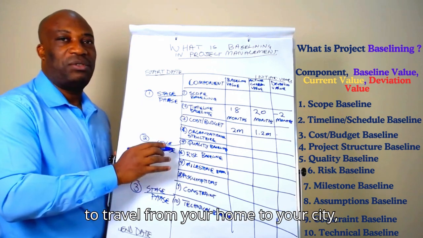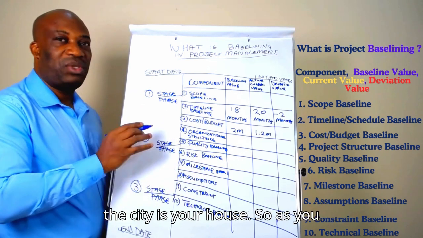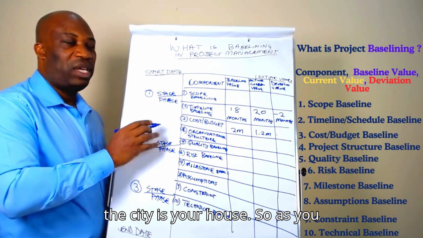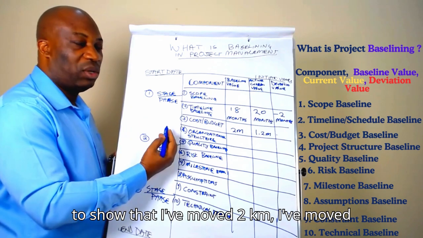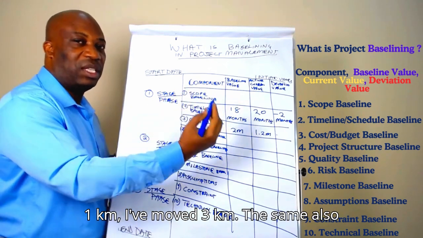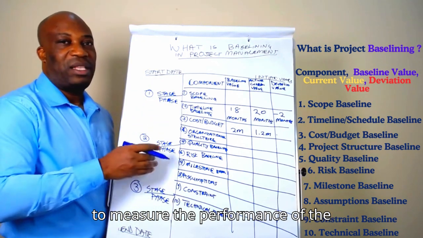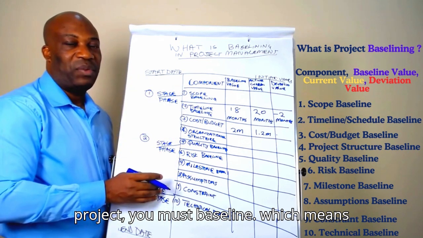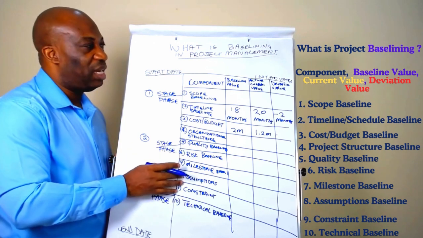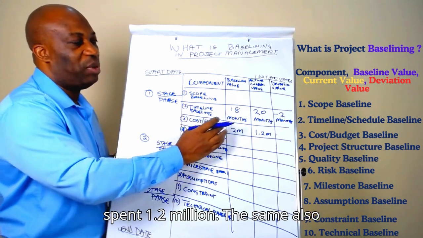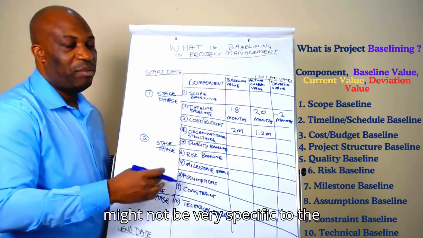If you want to travel from your home to your city, your starting point for you to measure how many kilometers from your house to the city is your house. So as you move from your house all the way up to the city, you are able to calculate and to show that I've moved 2 kilometers, I've moved 1 kilometer, I've moved 3 kilometers. The same also applies to a project. For you to be able to measure the performance of the project, you must baseline, which means you must give some reference point, some reference data. You are able to say, now I was supposed to spend 2 million, I spent 1.2 million. The same also applies, some of these components, they might not be very specific to be numeric.